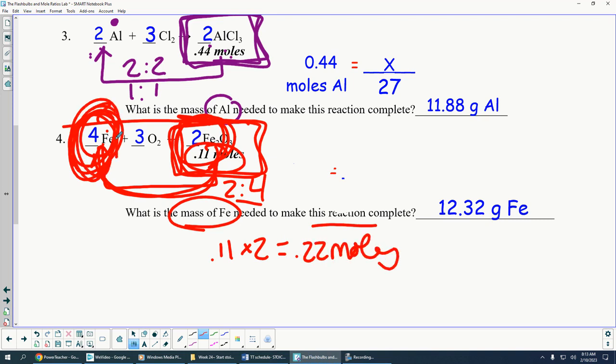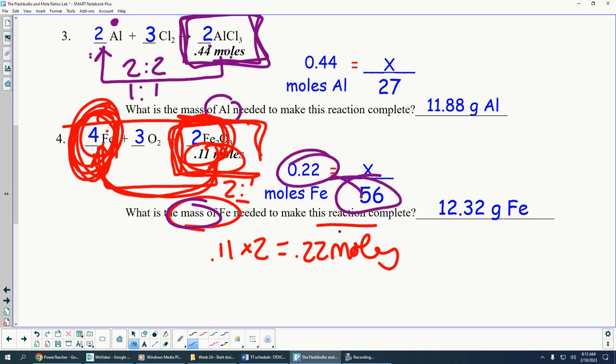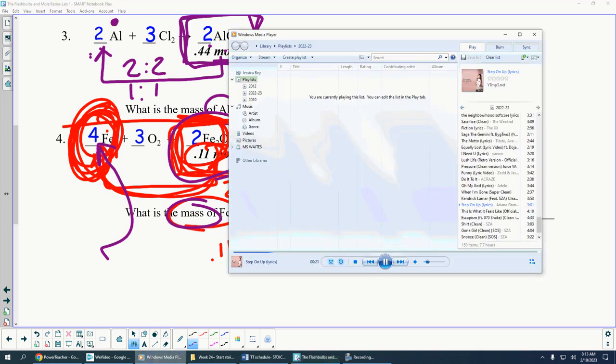So I got that. And then the question says, what is the mass that I'm going to need? Moles equal mass over the formula weight, and the formula weight of 1 iron is 56. So I'm going to multiply those two things together. That's going to tell me how many grams of iron I need in order to create 0.11 moles of Fe2O3. Okay? Perfect. Thank you guys very much.